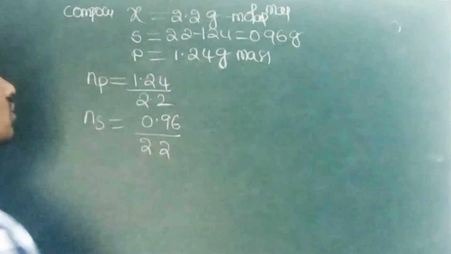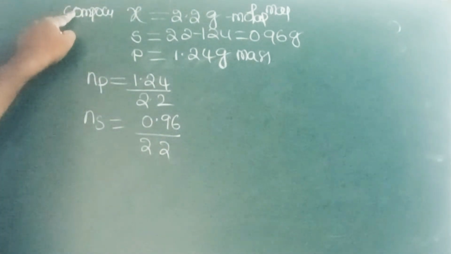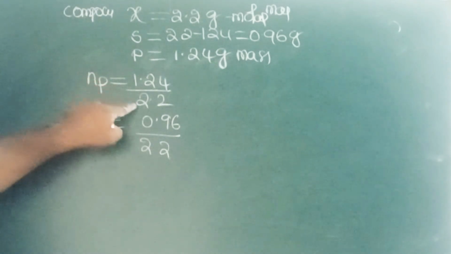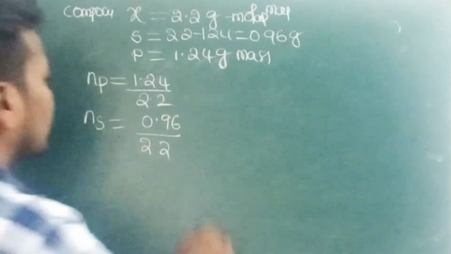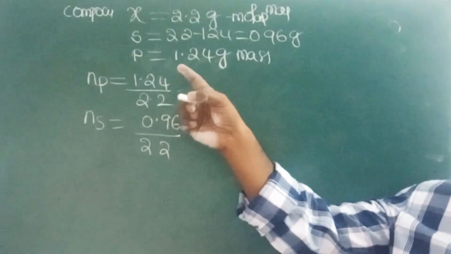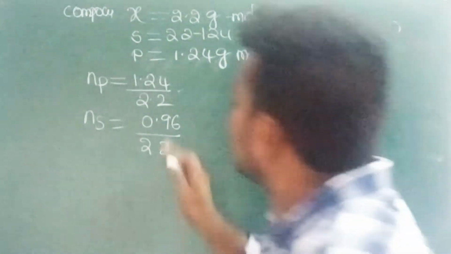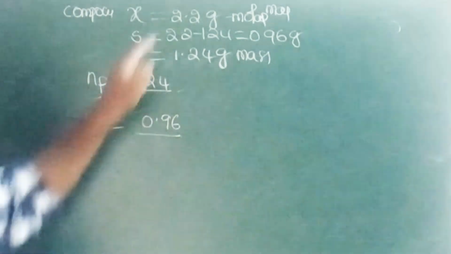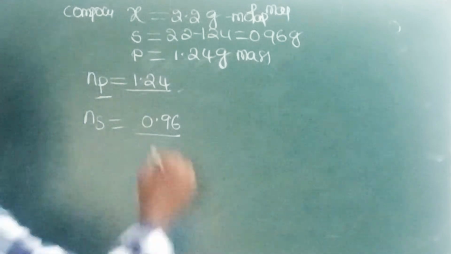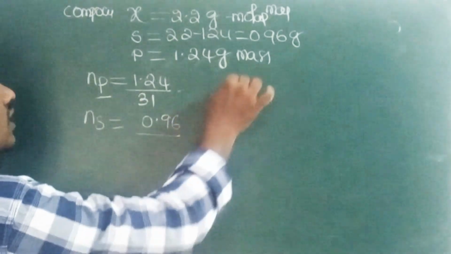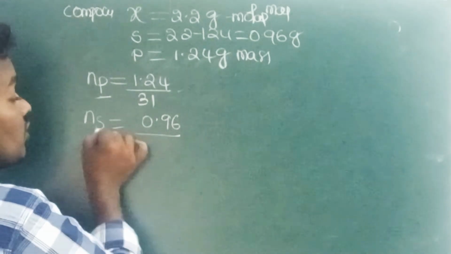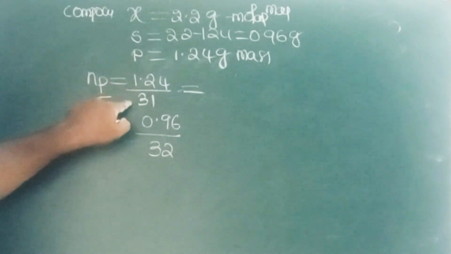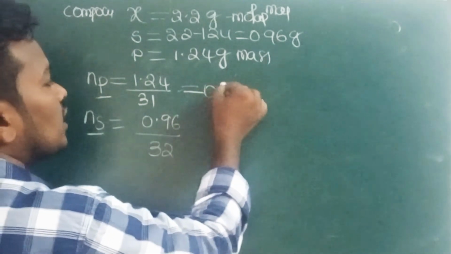Molar mass 2.2 is nothing but the compound we are calling. So here, if you do the simplification, 1.24 by 2.2... Sorry, here we have to take the molar mass of phosphorus, not this one. What is the phosphorus atomic mass? Here it is 31. Sulfur atomic mass we have to take 32. So 1.24 by 31, you will get 0.04.